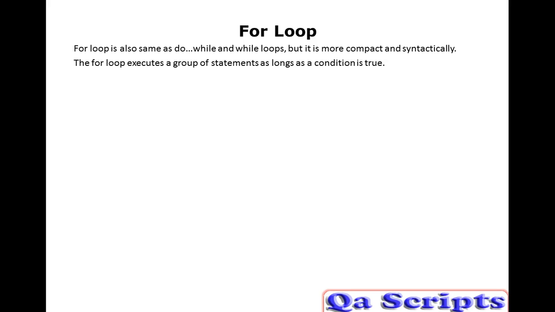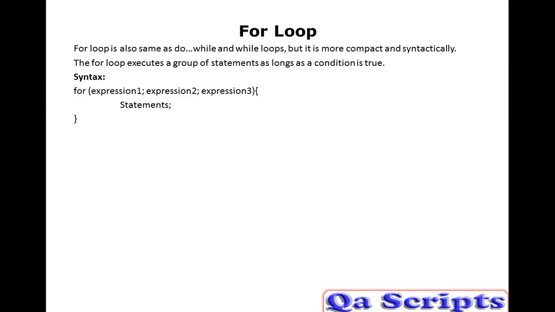Let us see another kind of loop, that is the for loop. The for loop is also the same as do while and while loops, but it is more compact and systematically designed. A for loop executes a group of statements as long as the condition is true. The logic is the same for do while, while and for loops, but the syntax of the for loop is entirely different when you compare it to the do while loop.